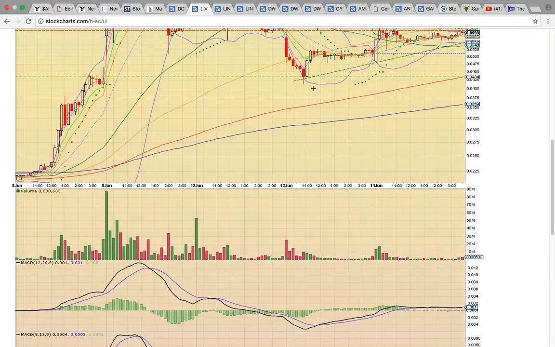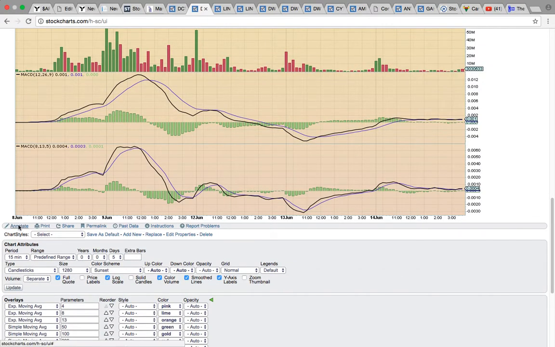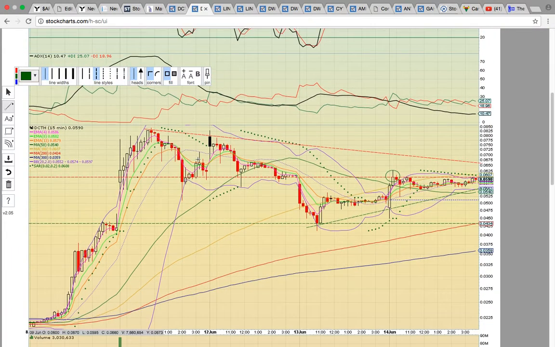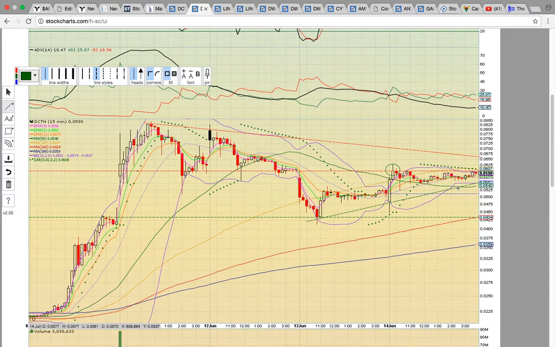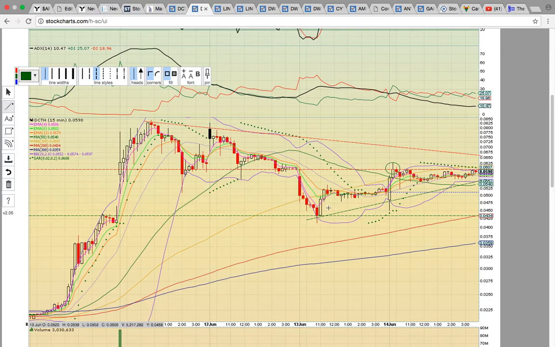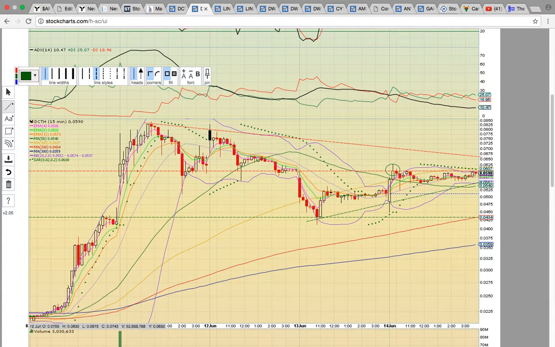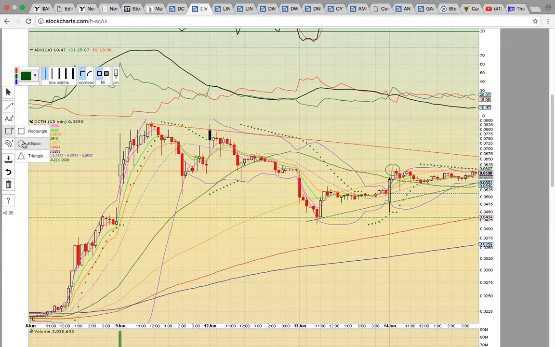Take a look here at the 15-minute chart for DCTH. As you can see here, an ascending triangle pattern has formed over the last 2 days. This is a 15-minute chart, and there's ascending support, and then there's horizontal resistance here at 6. The horizontal resistance line is lined up over here with the 100 simple moving average at 0.0607. That is this gold line here, and so that's going to be the key level to break.